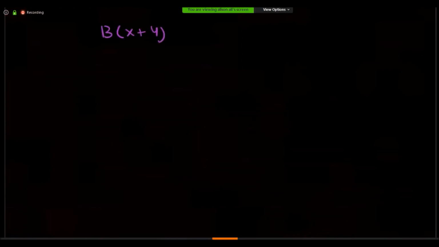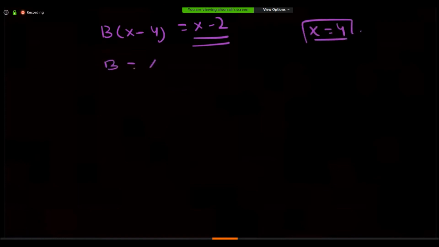Similarly for B, multiplying by (x − 4), B equals x − 2, substituting the value x equals 4. When this is done, it can be written as 2 over (x − 4).